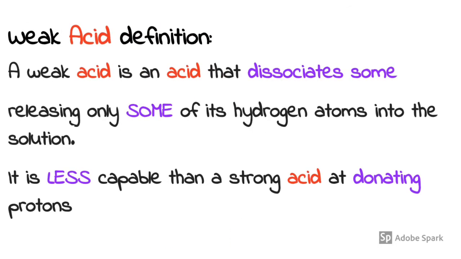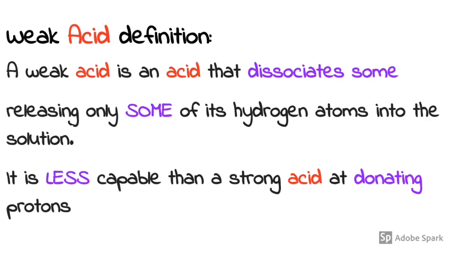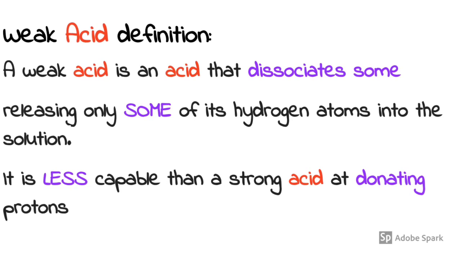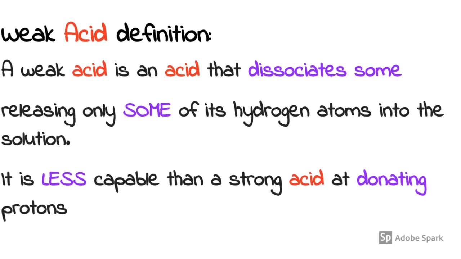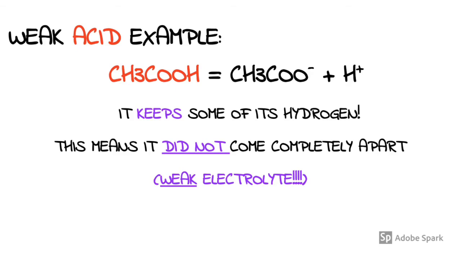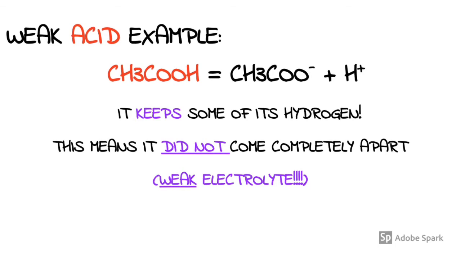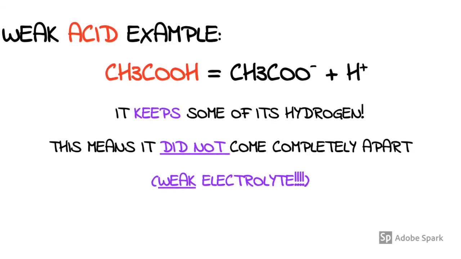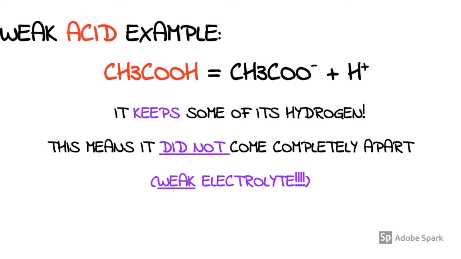A weak acid is an acid that dissociates some, releasing only some of its hydrogen ions in the solution. It is less capable than a strong acid at donating protons or hydrogen ions. Our weak acid example, we have some acetic acid, some vinegar, and it breaks apart into CH3COO with a negative charge, and a hydrogen ion. It keeps some of its hydrogen. Notice it still has H3 in it. This means it did not come completely apart. It is a weak electrolyte. It can weakly conduct electricity.